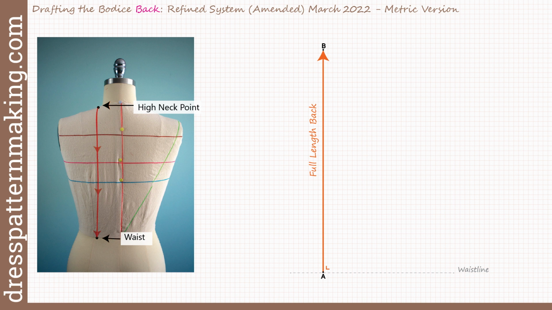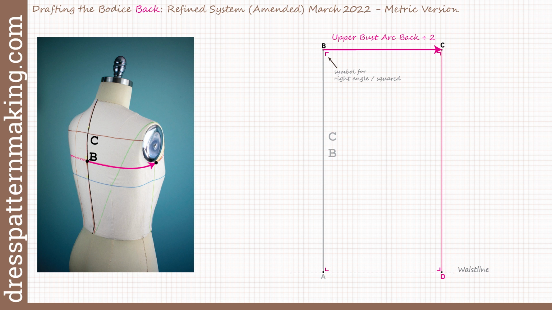Mark points A and B. The measurement, as shown on Dee, is taken from the high neck point to the waist in a straight line. The next measurement is the upper bust arc back, measurement number 3 on the chart. The upper bust arc back measurement is from side seam to side seam at the underarm level. You need to divide the upper bust arc back in 2 for the half block.